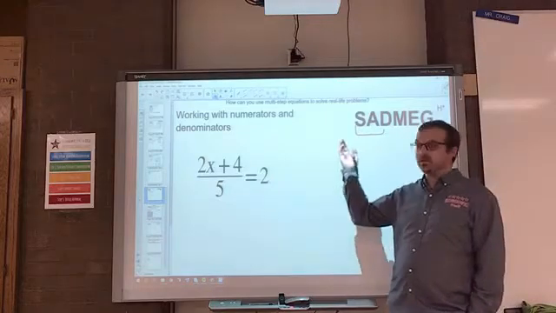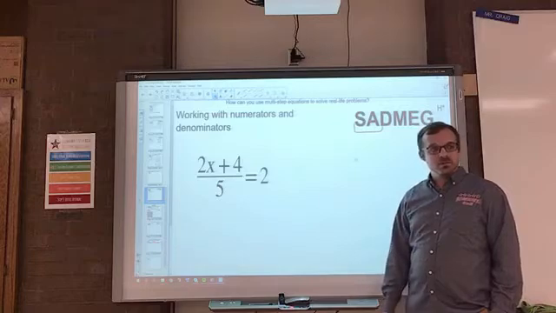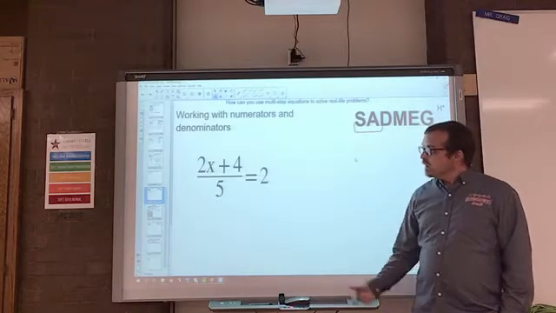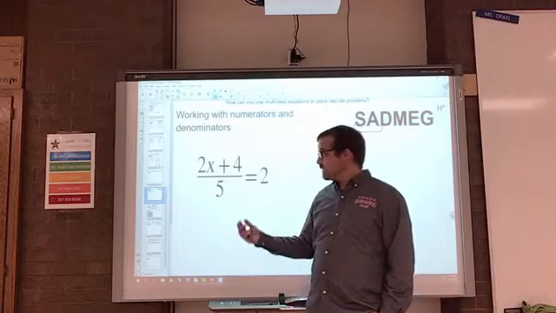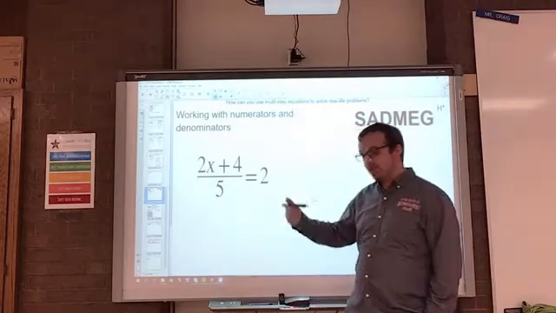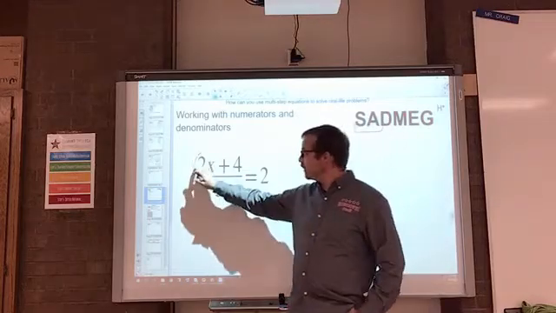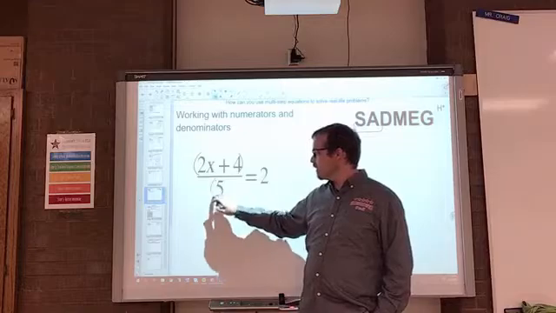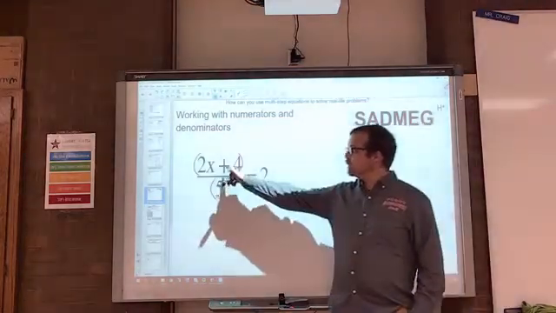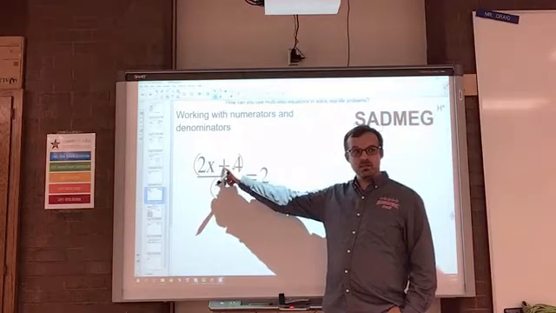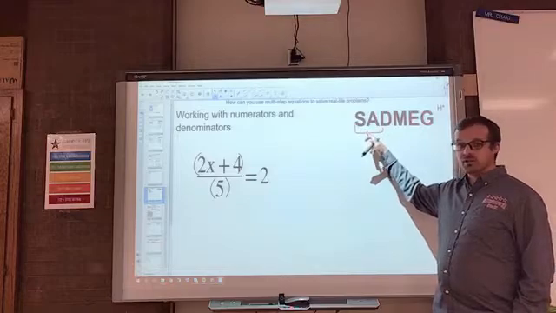Let's go through SADMEG. Is there any subtraction and addition that I can do? The plus 4? Yeah, and that's what a lot of people say. Well, can I undo the plus 4? The correct answer is no, we can't. Because remember, back in our order of operations, we said that numerators and denominators are their own grouping symbols. Can I do anything inside that grouping symbol right now? No, it's stuck in the numerator, so I can't undo the addition or the subtraction here.